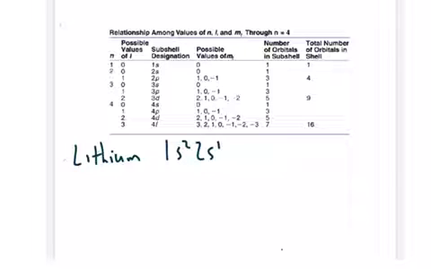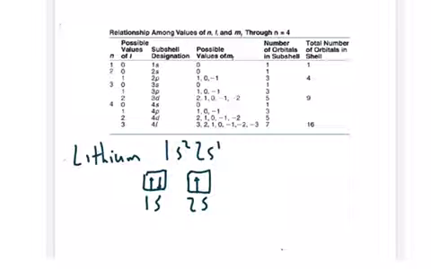The orbital notation for lithium would look like this. You would draw one s with a box, and you would draw one arrow going up, one arrow going down. And then you would go to the 2s, and that would be just one arrow going up. This would be the orbital diagram of lithium.